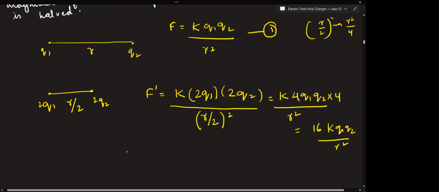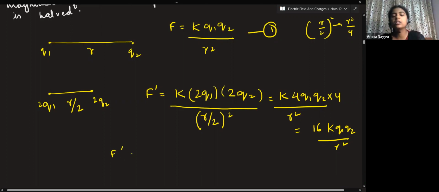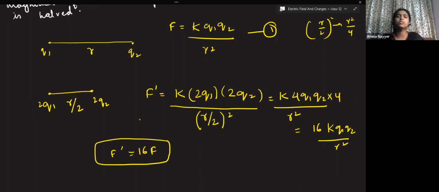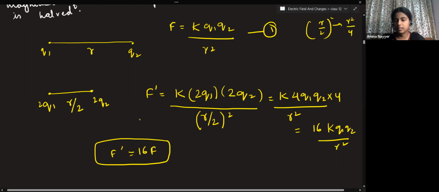F. It is F. So it means F prime, or the new force, is 16 times the original force. So F prime will be equal to 16F. Is this clear now? Or you can simply take the ratio of both of these also. So K Q1 Q2 by R square will get cancelled, and only 16 will be left.